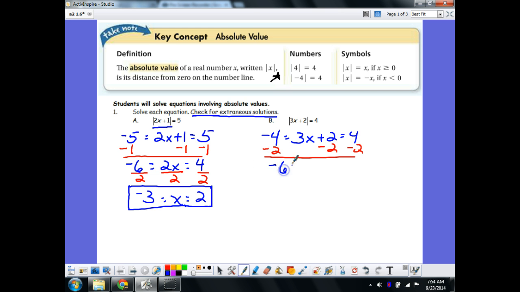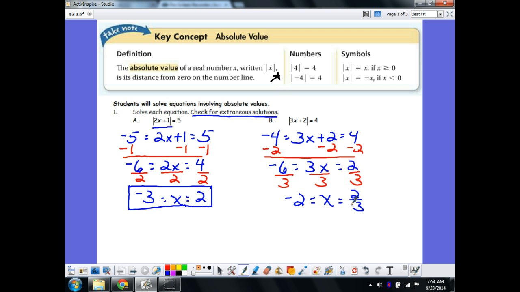So we have negative 6 is equal to 3x, left in the middle, which is equal to 2. And then when we divide by 3 in all 3 places, x is either equal to negative 2 or 2/3.